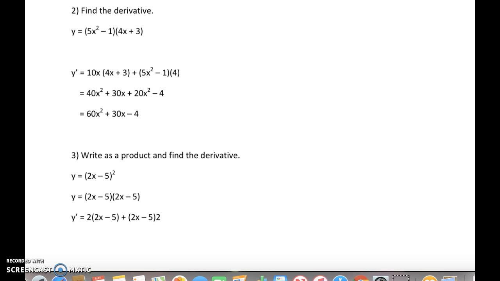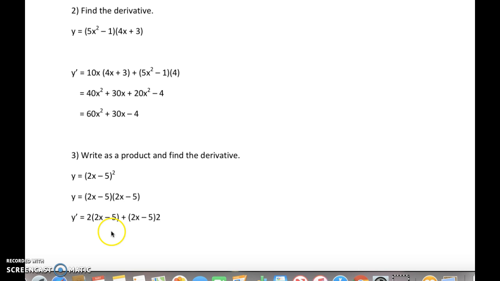Now, we have a function that's y is equal to (2x minus 5) quantity squared. Remember, when we have a binomial in parentheses squared, that means we need to take that binomial and multiply it by itself. So when I have (2x minus 5) quantity squared, that means I need to take 2x minus 5, multiply it by 2x minus 5.